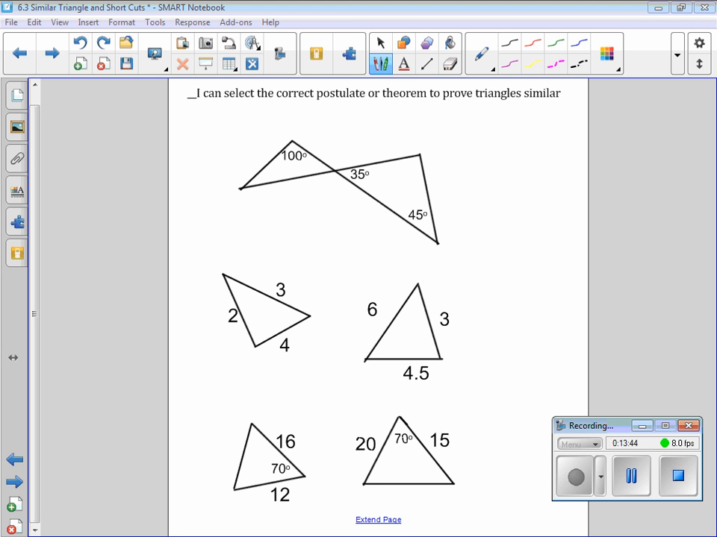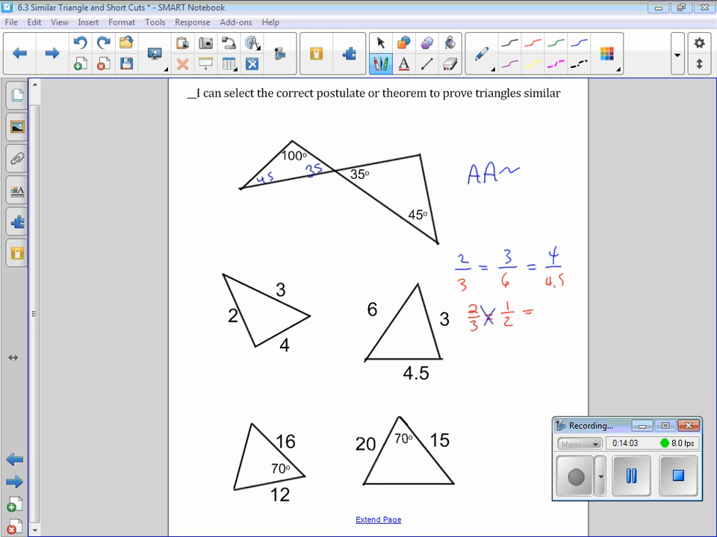Put me on pause, do all three, figure out which one you're going to use, and if it doesn't work, it doesn't work. But if it does work, let's say that they're similar. Okay, there you have it. I haven't done the last one, I just realized, but I'll go ahead and answer this one.